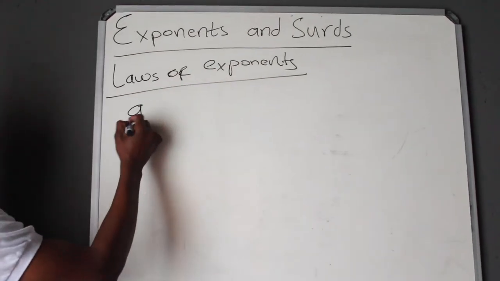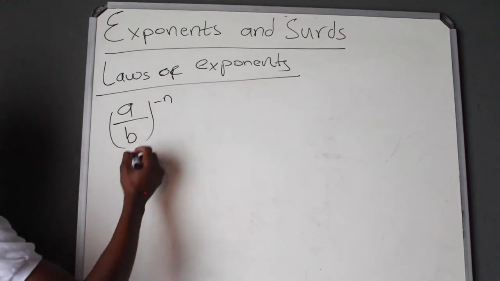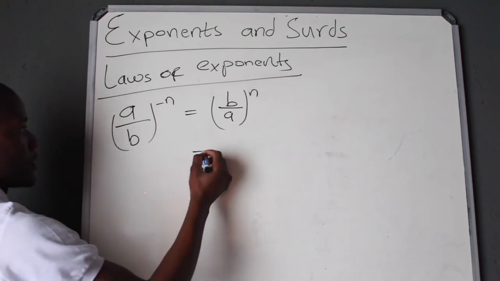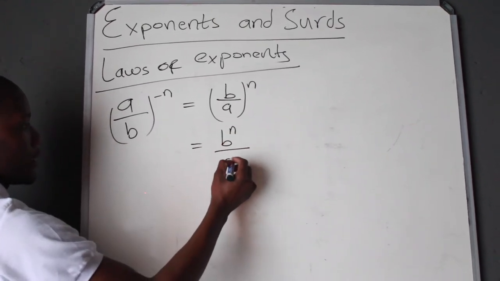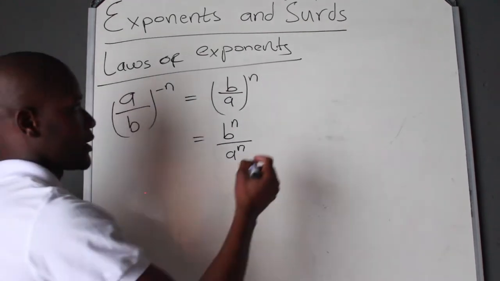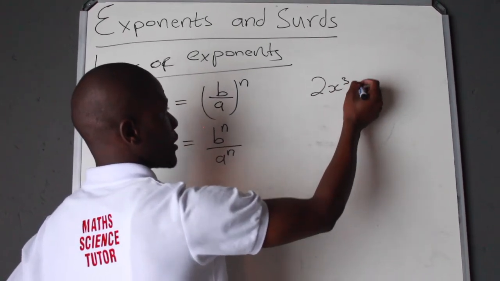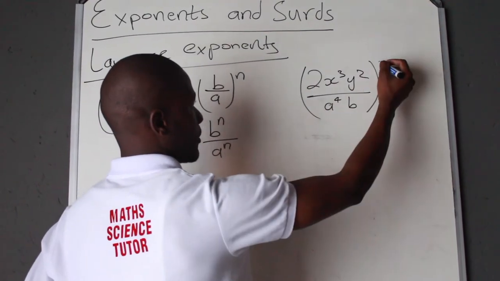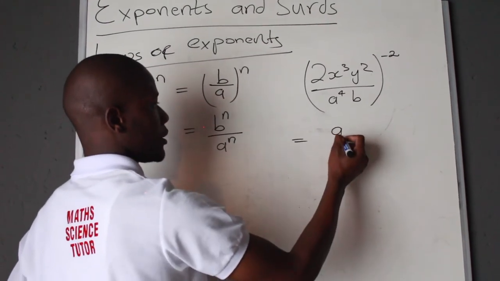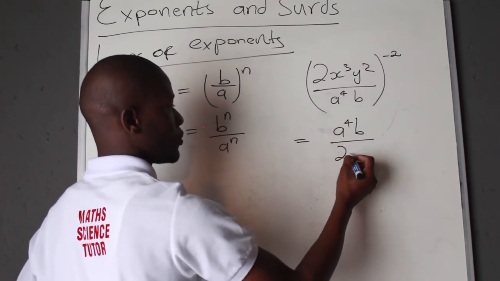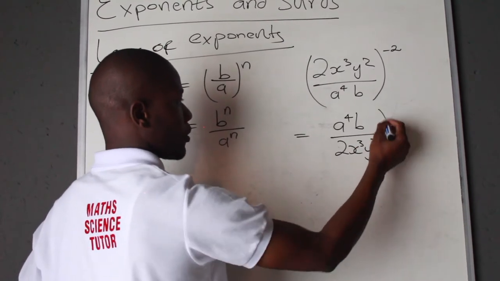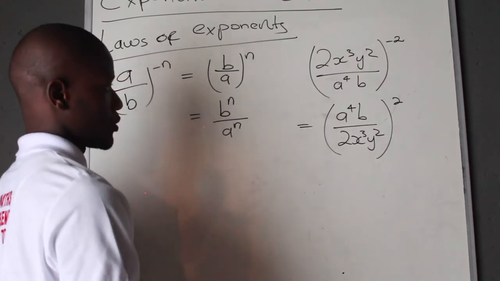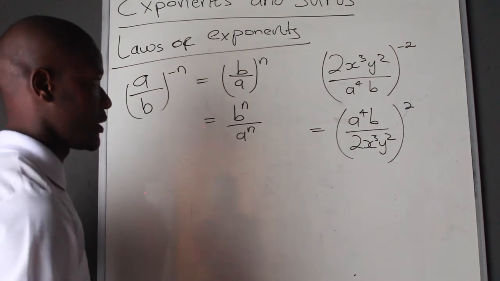So (a over b) all raised to the power negative n is equal to (b over a) all to the power n, which is b to the power n over a to the power n. So if we are given (2x cubed y squared over a to the power 4b) all to the power negative 2, it's going to be (a to the power 4b over 2x cubed y squared) all raised to the power 2 to get rid of the negative sign. So we swap the numerator and denominator.